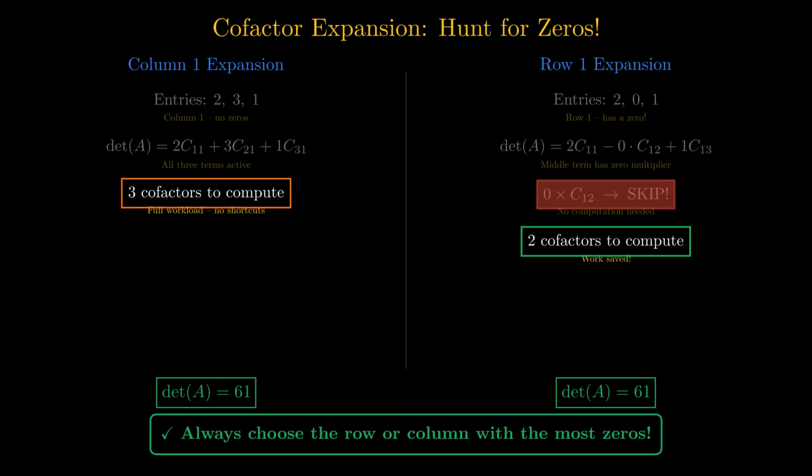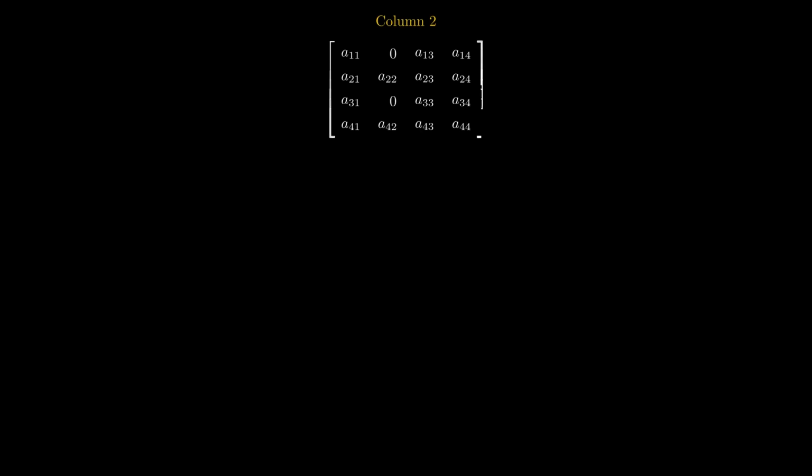The takeaway is important. The determinant comes out the same regardless of which row or column you choose, but your workload changes dramatically. Always scan the matrix first and pick the row or column with the most zeros. This idea scales up beautifully.